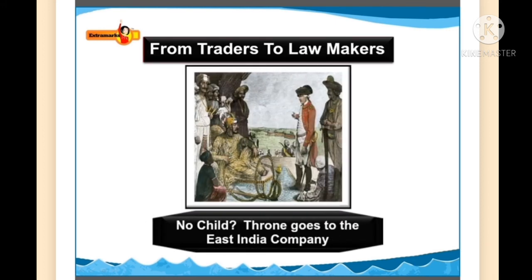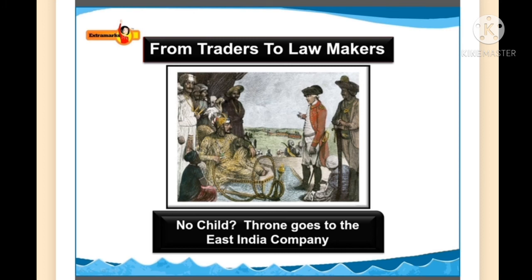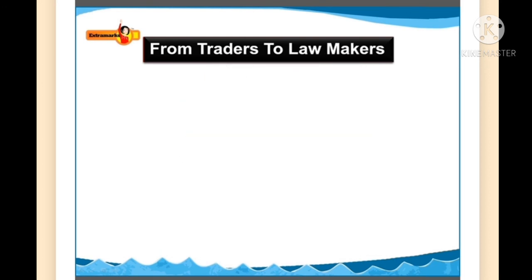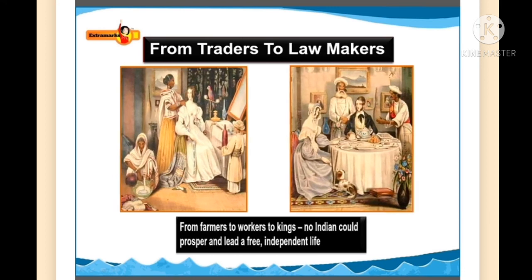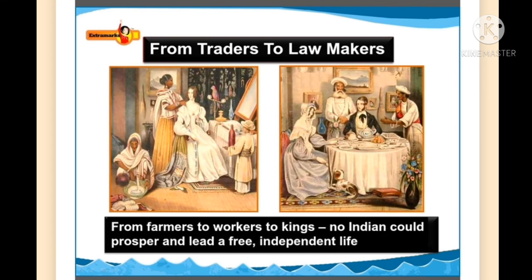As if the monopoly over trade and unethical business practices were not enough, the British made laws that were outrightly unjust. One such law said that if an Indian ruler dies without a child, then his kingdom would automatically be taken over by the British. These laws made sure that, from farmers to workers to kings, no Indian could prosper and lead a free, independent life.